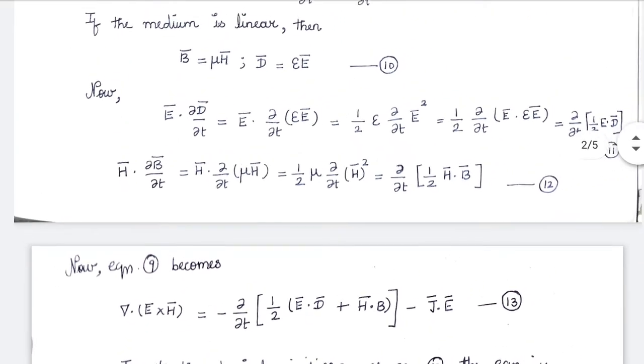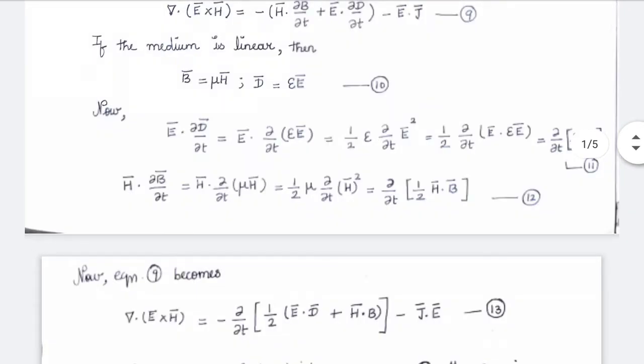So equation 9 becomes del dot E cross H equal to minus dou by dou t of 1 by 2 E dot D plus H dot B, minus J dot E. Let us take it as equation number 13.